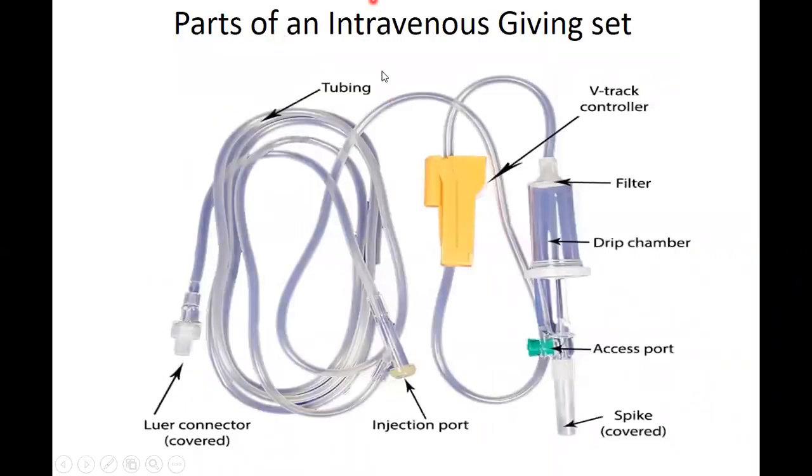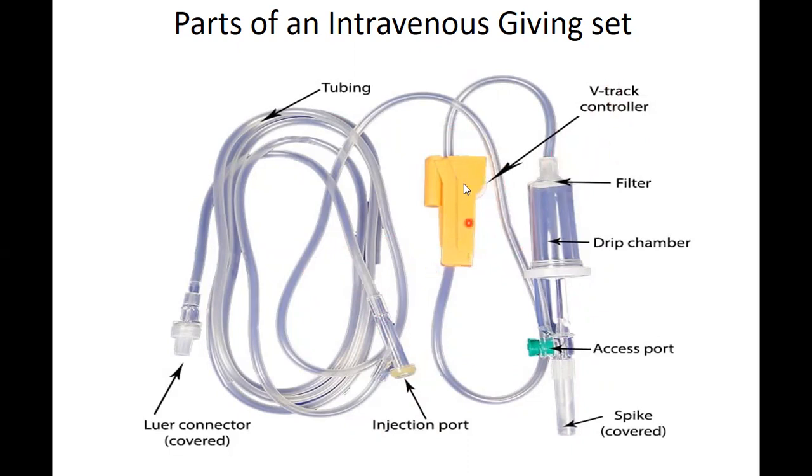Okay, so these are parts of an intravenous giving set, which we connect now to the cannula that we've just shown you previously. It has a Luer connector, which is usually covered. This is what is connected to the cannula. This is the tubing. Then certain devices have a medicine port or injection port here. When you want to give an IV drug without stopping the fluid, you just inject it into the injection port there.